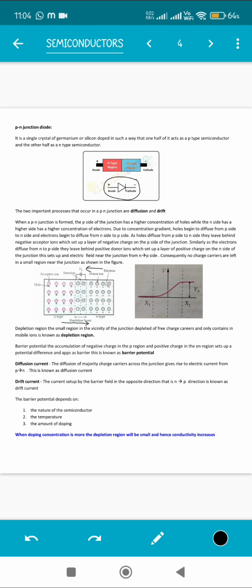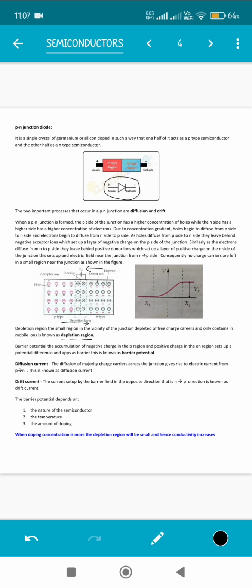Depletion region is the small region in the vicinity of the junction depleted of free charge carriers. The one which I showed you, there are no charge carriers in that small region, and it only contains the immobile ions. That means the ions which cannot move, the atoms. After the electrons and the holes have moved away, the atoms which are present are found in this thin region. So since there are no electrons or holes, it is also known as depletion region. I guess you know the meaning of depletion. Depletion means lack of something, isn't it? So in this region, there are no electrons or holes, there are no charge carriers.